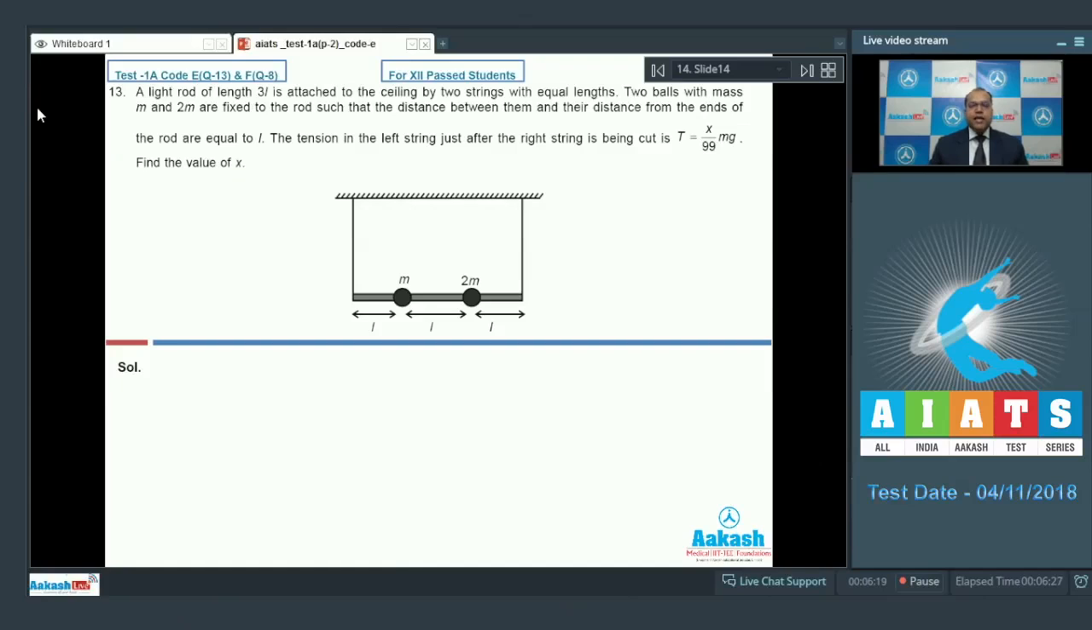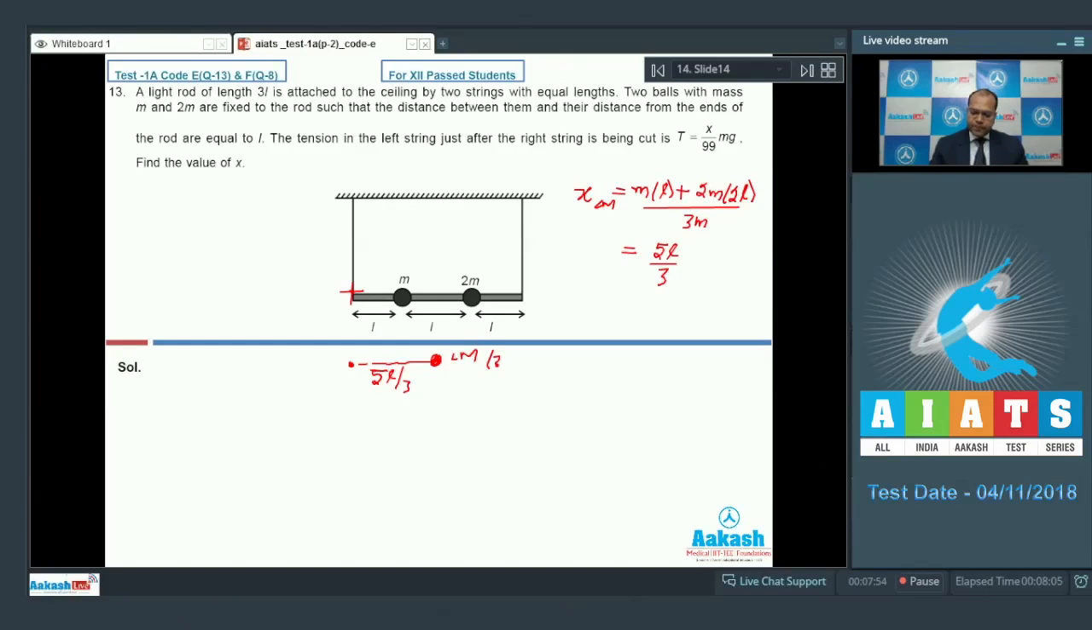First of all, I calculate the position of the center of mass of the given system with respect to this end. If I consider this as my origin, then the position of the center of mass can be written as m into L plus 2m into 2L divided by 3m. From here it comes out to be 5L by 3. So this is the position of the center of mass, and this distance is 5L by 3. We can assume the mass 3m of the system is kept at a distance of 5L by 3 from this origin.